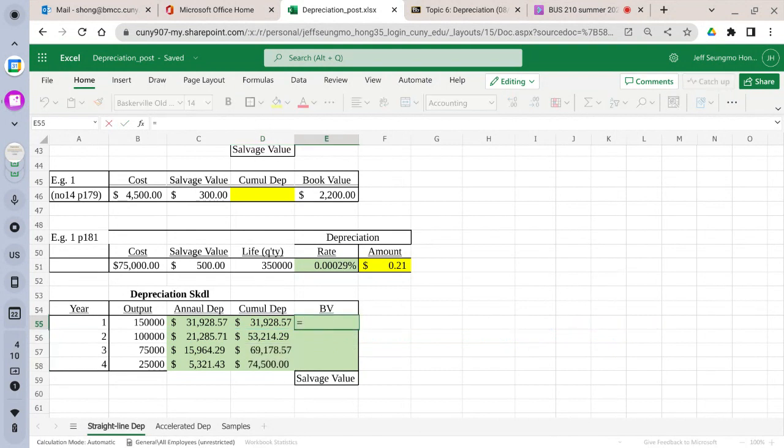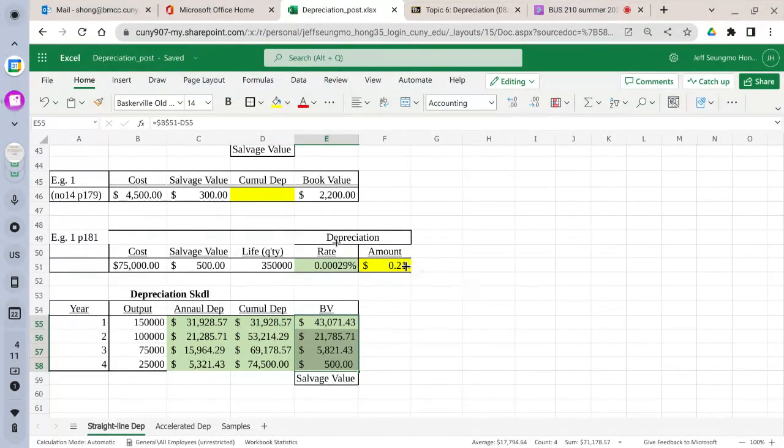Book value, don't forget, it's always purchase cost, locked, minus accumulated depreciation. Something's not right. Let me take a look. There is no such thing as 515. So there you go. And then we drag it down. Let's see if we end up with a salvage value. Yeah, we ended up exactly with the salvage value. And let's see, what is the sum or the total of the output for 4 years?